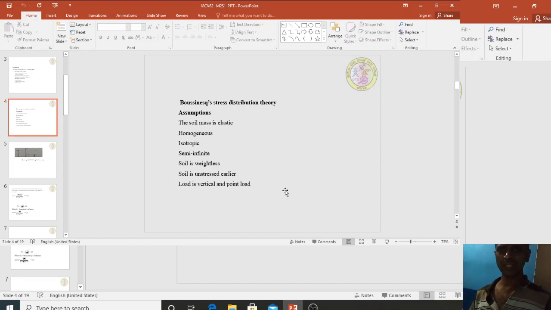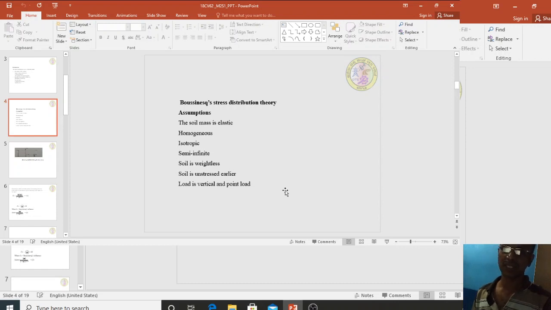So Boussinesq is the name of a scientist. He has done a lot of research work, analytical and practical, to assess the stress behavior of the soil and the application of the stress. And he put forward an equation, and in that equation, if you want to use it, some assumptions you have to make. All these are empirical equations. The assumptions are: soil mass is elastic. So in reality, no soil is elastic. That means if you stretch the soil, it has to come back. No, it is not possible. It is not elastic. He assumes that soil mass is elastic.